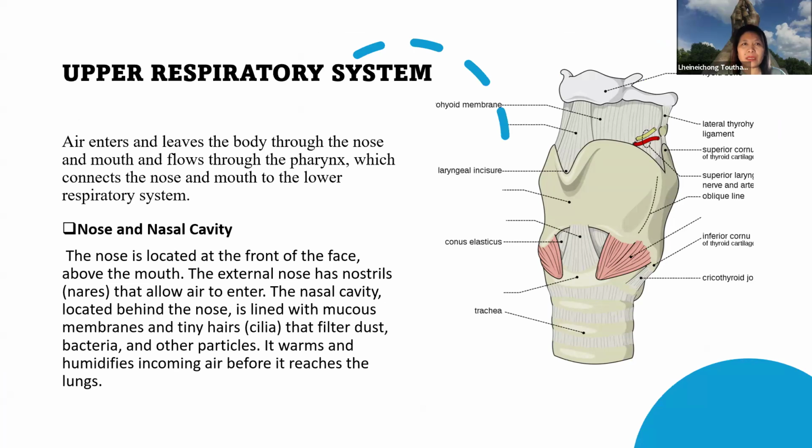So the first thing in the upper respiratory system, as we know, is the nose and the nasal cavity. And this is located at the front of the face, above the mouth. And this nostril allowed air to enter inside our body. This nasal cavity located behind the nose is lined with mucus and membrane and tiny hairs that filter dust, bacteria, and other particles. And the function is it warms and humidifies incoming air before it reaches the lungs.